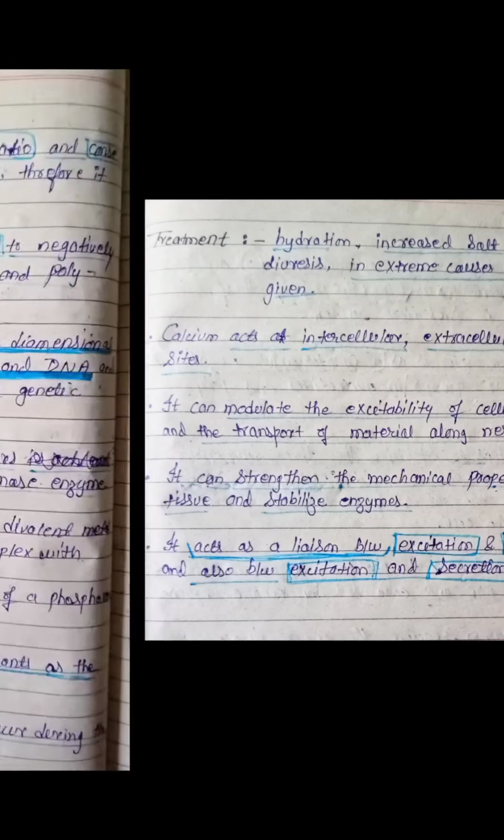Calcium acts at intercellular, extracellular and intracellular sites. It can modulate the excitability of the cellular surface membrane and the transport of material along nerve fibers. It can strengthen the mechanical properties of a tissue and stabilize enzymes. It acts as a liaison between excitation and muscular contraction and also between excitation and secretion.